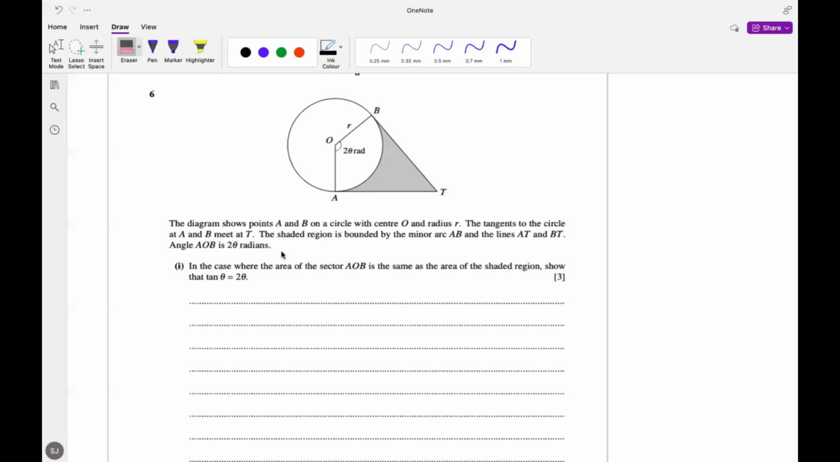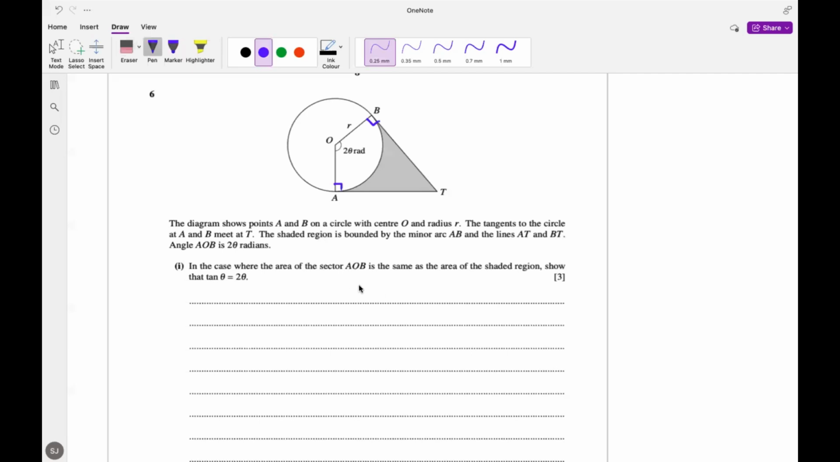In question 6, we have a diagram that shows points A and B on a circle with center O and radius r. The tangents to the circle at A and B meet at T. Now, the first thing we know is that if a tangent meets a radius, the angle it makes is a right angle. So we'll make a right angle over here and over here. In the next part, it says that the shaded region is bounded by the minor arc and the lines AT and BT. Angle AOB is 2 theta.